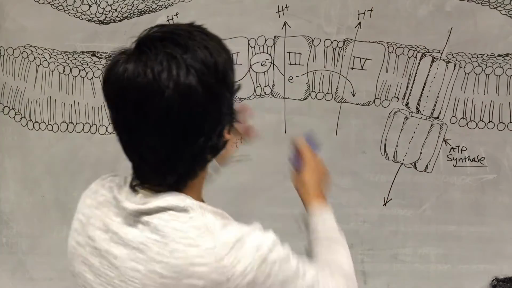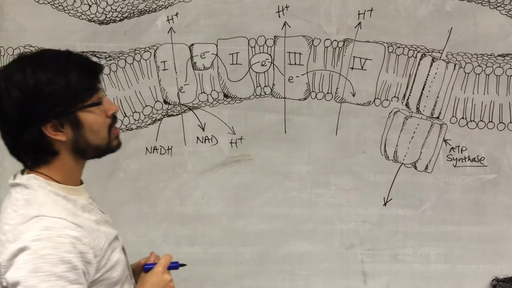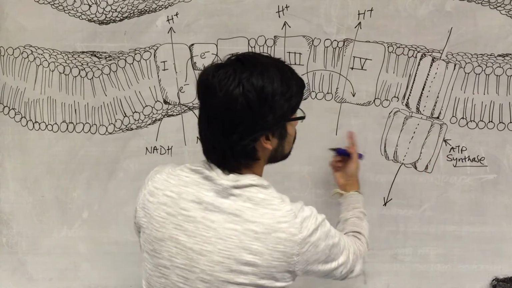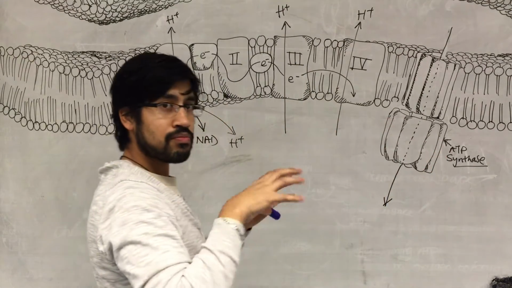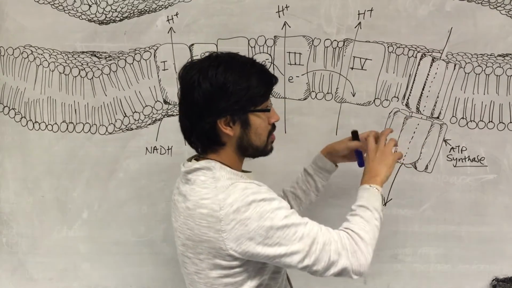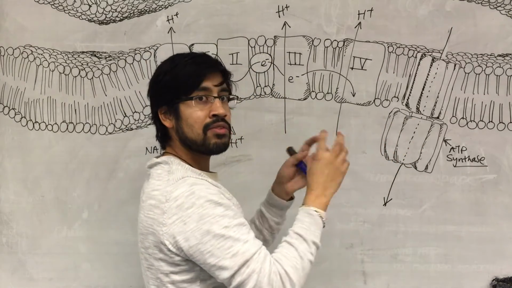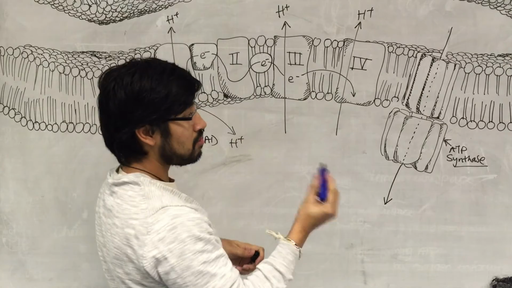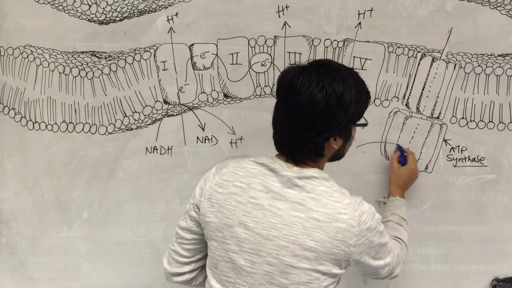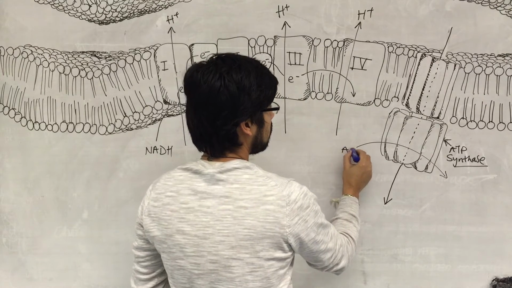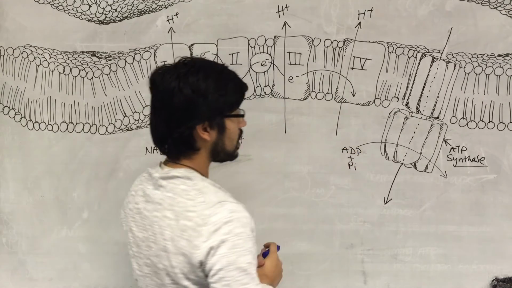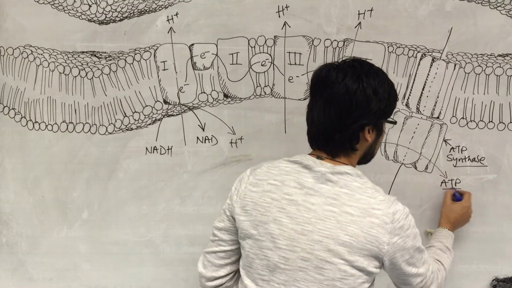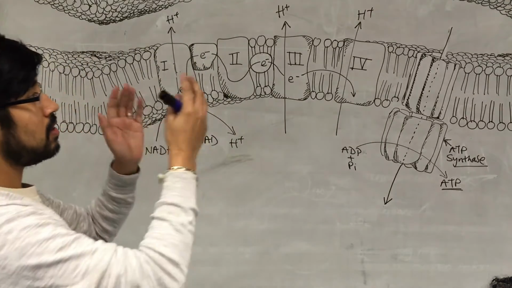Okay? And as these protons, which are so highly concentrated now in that intermembrane space, move through, it rotates this unit right here. And that physical movement, as this goes around, causes an enzymatic action. The function of that enzyme is to add a phosphate group to ADP, creating finally our ATP, right?